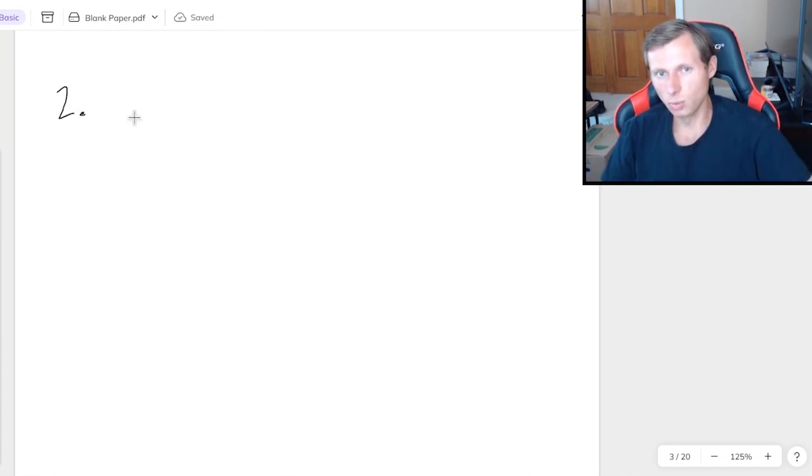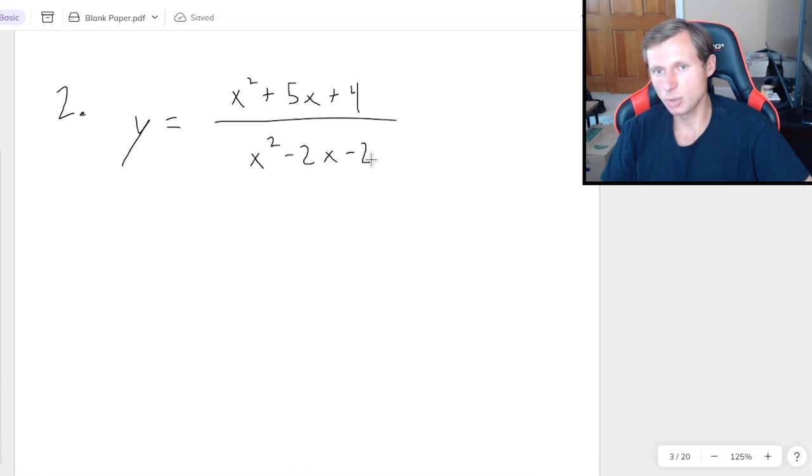Now let's do it one more time. This will be the hardest example, of course. The numerator is x squared plus 5x plus 4, and the denominator is x squared minus 2x minus 24. So go ahead, pause the video. I want the x and y coordinate of the hole.